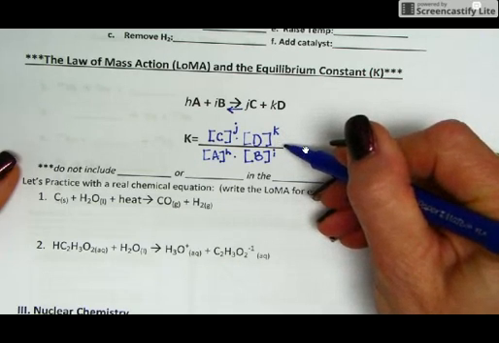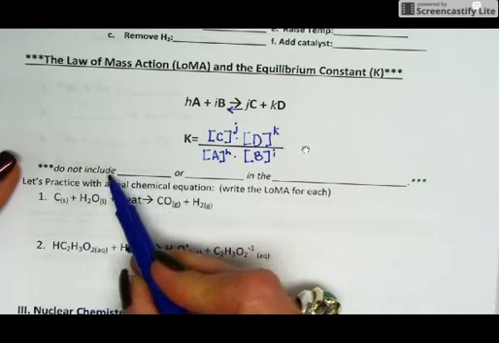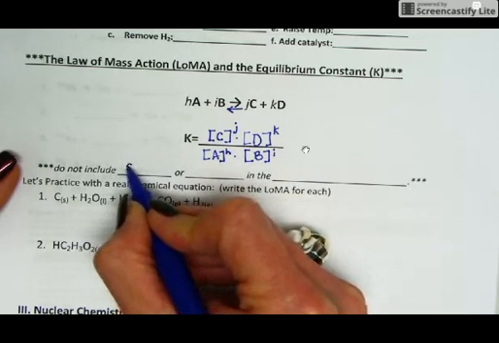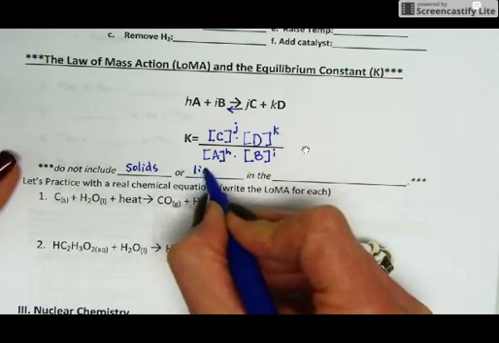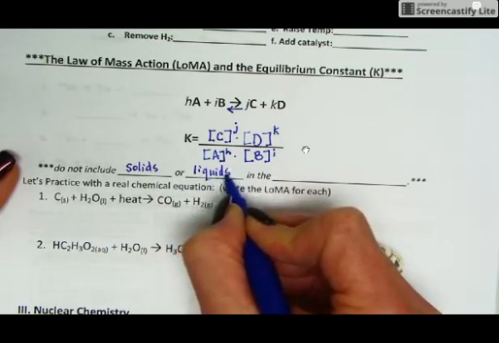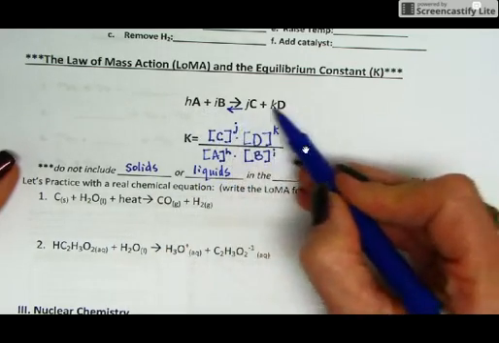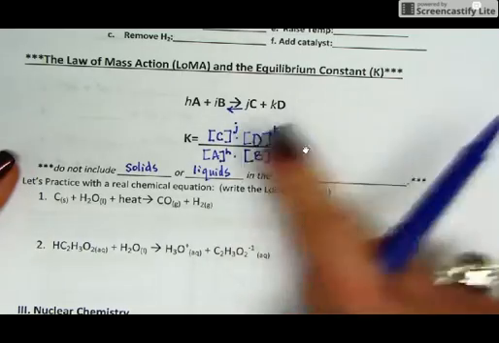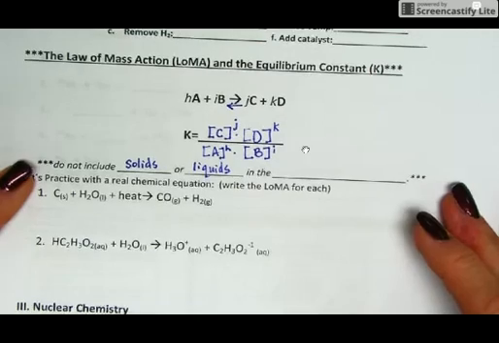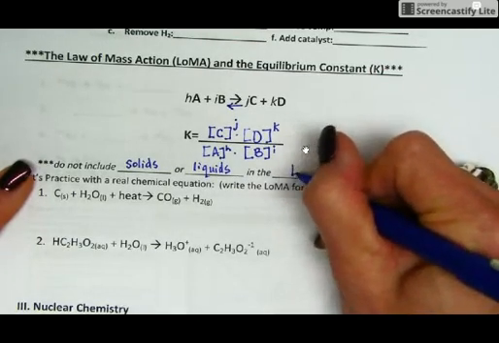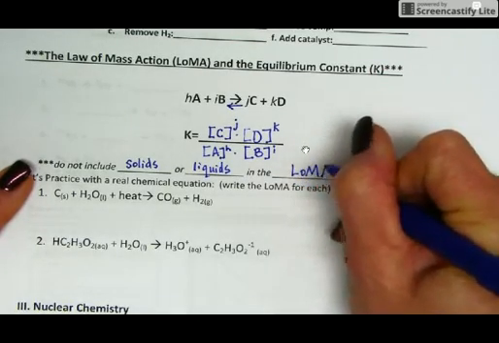So one thing you want to remember here is you never include solids or liquids. So you would look at your reactants and products. If any of them were solids or liquids, you would ignore them and you would not include them in your law of mass action. In the law of mass action, LOMA.